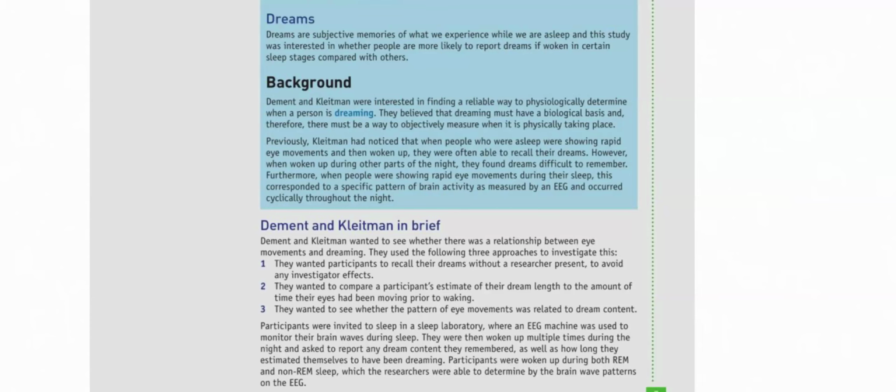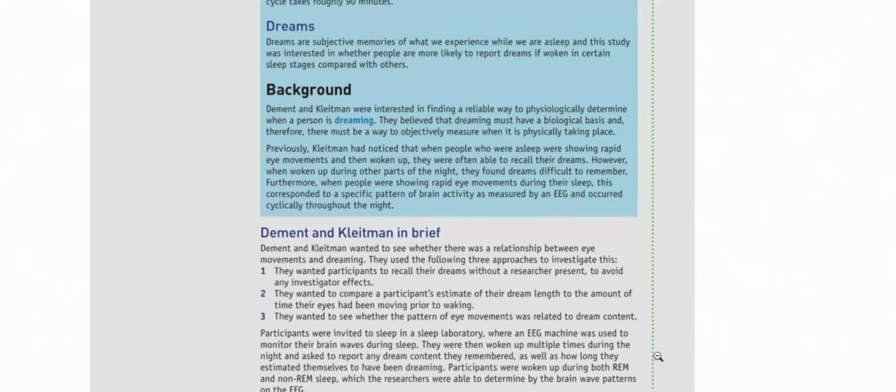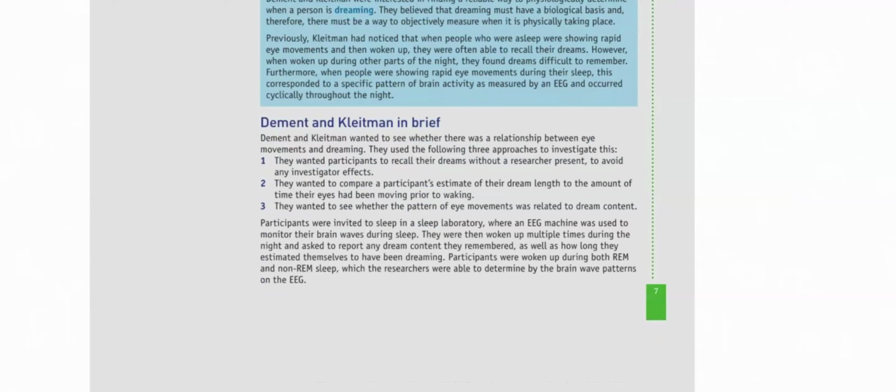You're not thinking, right? But when you're in REM sleep, that means yes, you are dreaming, and that is how you tell if a person's dreaming or not. That is exactly how Dement and Gleitman will be able to tell if a person has started dreaming or not.